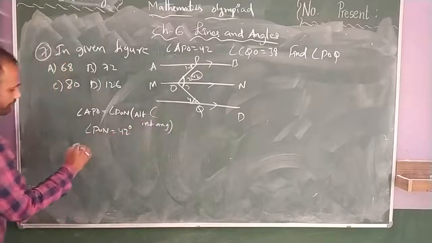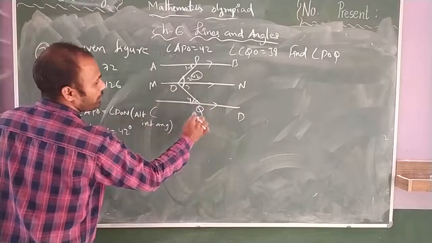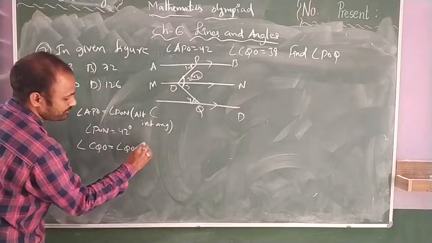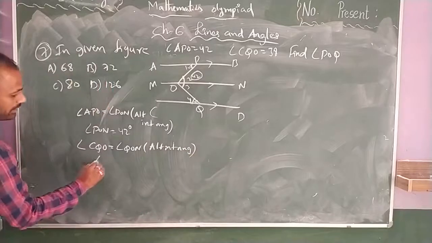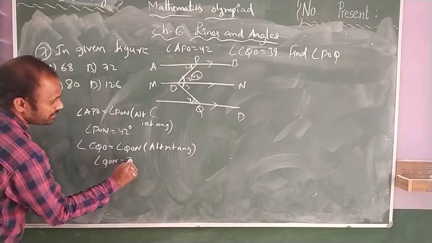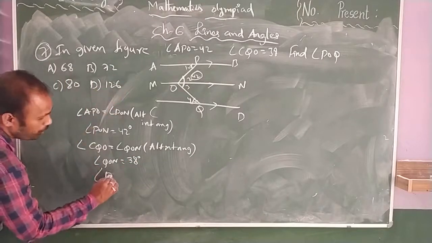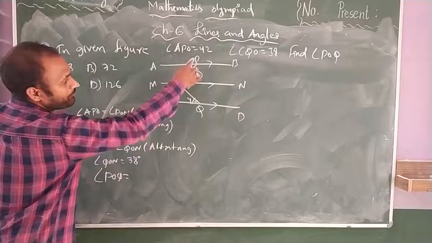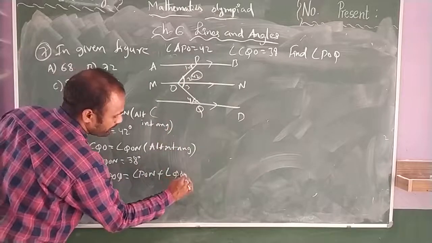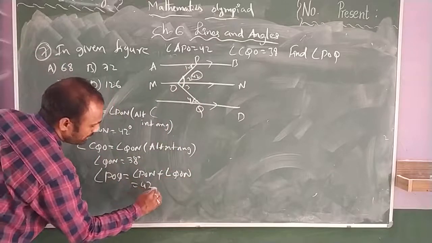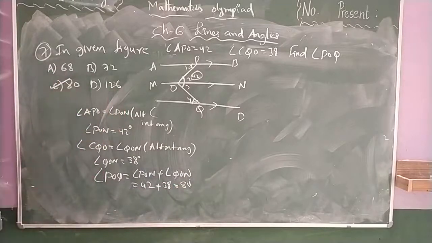So here also angle PQO. If you observe here PQO and QOM, they are equal. Same reason, alternate interior angles. So I can write angle QON is 38 degrees. So if you observe here angle POQ, it is a combination of two angles, that is angle PON plus angle QON. So I got POQ as 42 plus 38, 80 degrees. Option C is correct.